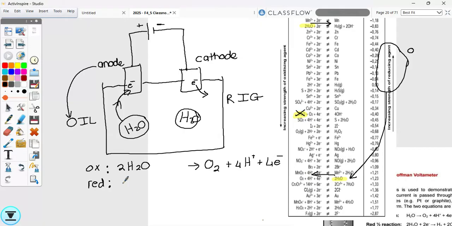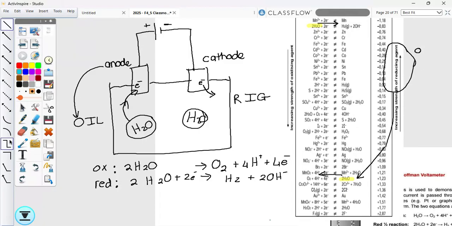And then the reduction half reaction, we don't really have choices there. There's only the one on the left hand side. So our reduction half reaction is going to be 2H2O plus our 2 electrons. That gives us H2 gas plus 2OH-. Now what am I going to do? What's our next step?